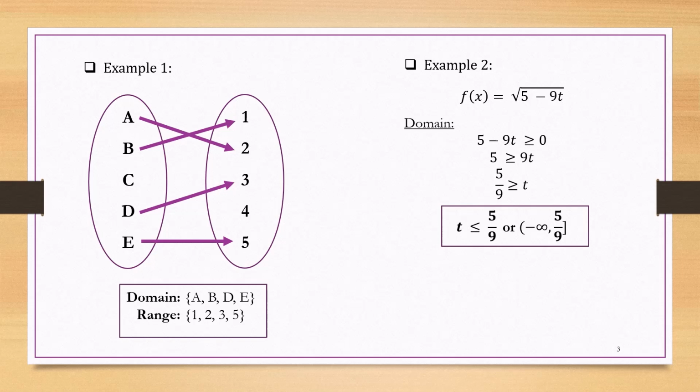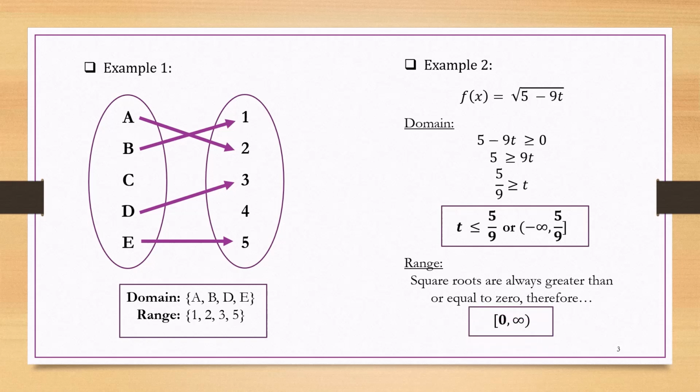As said previously, the expression can never turn negative because then we will be dealing with imaginary numbers, so the range or output of this function is any value after 0, which is why it can be written from 0 to infinity. It is important to note here that the brackets indicate that the value is included in the system, which means that the 5/9 in the domain and the 0 in the range can count as values.